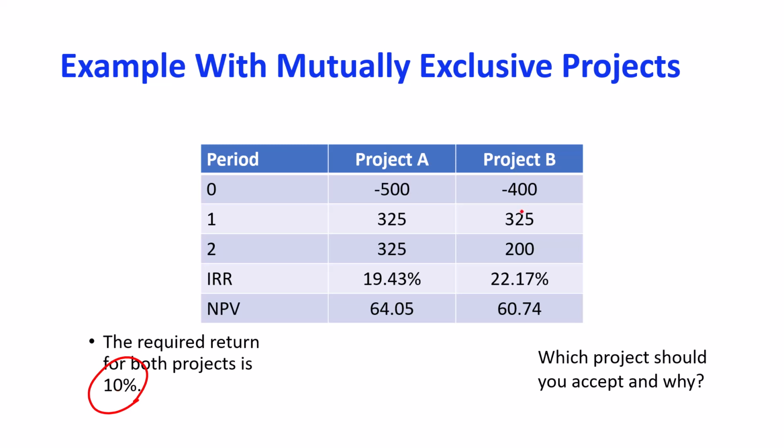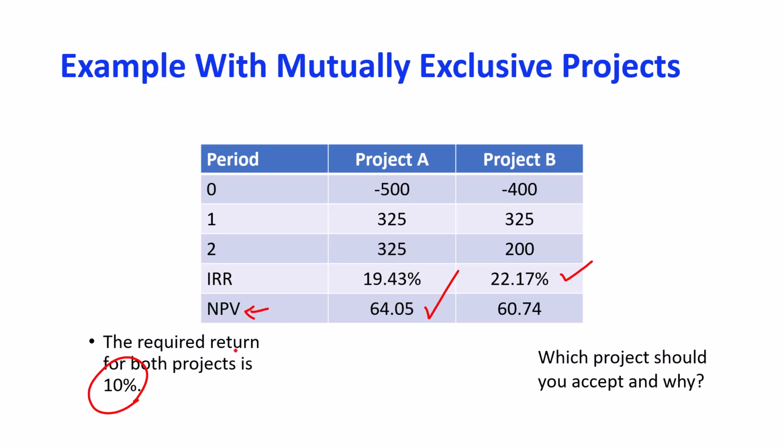As you can see, both projects provide an IRR that is higher than 10%. So both of them are acceptable. Now we have to choose which one. If we are making a decision based on IRR, project B provides a higher return. But when we calculate the NPV using the 10% discount rate, we see that project A provides higher value, more value, $64 versus $60.